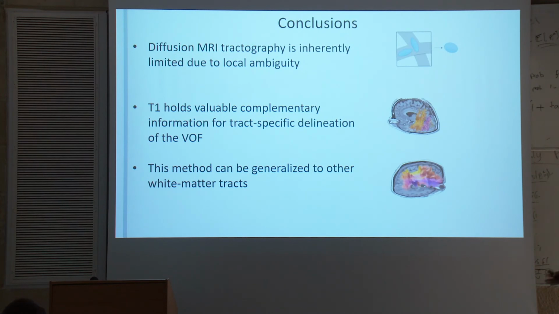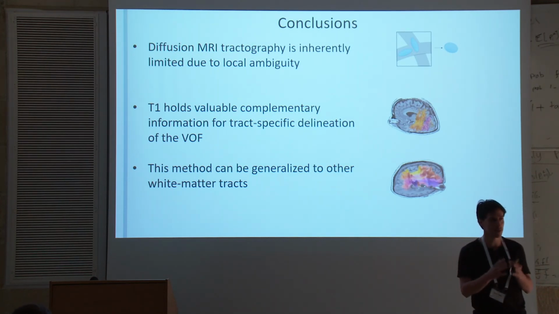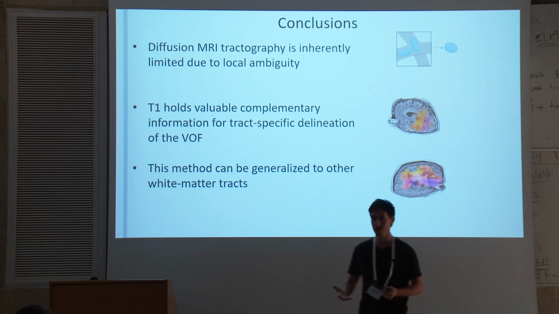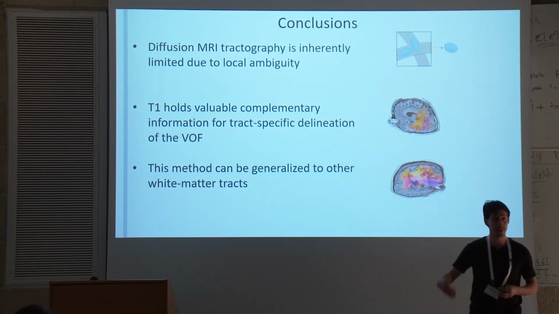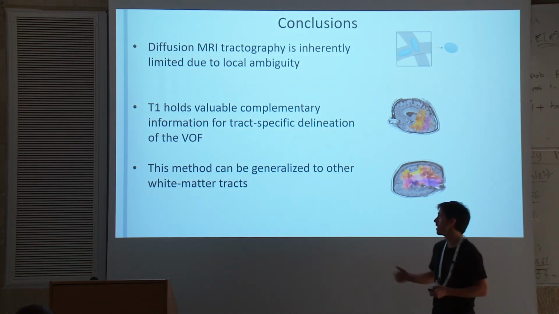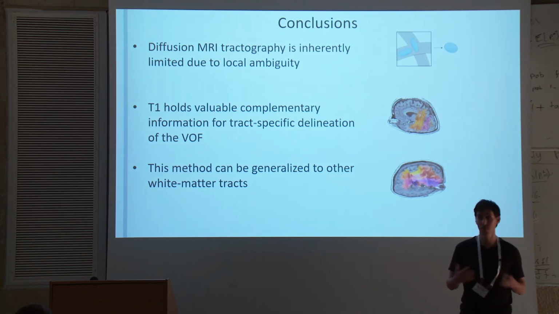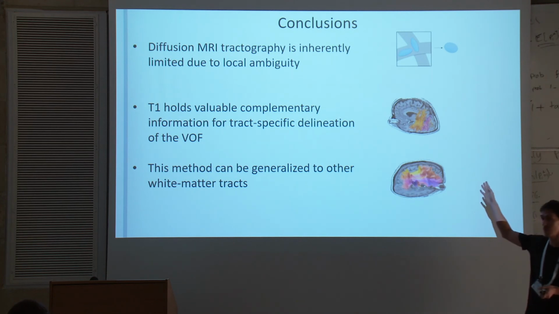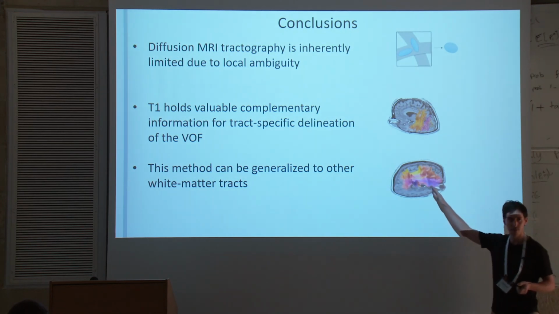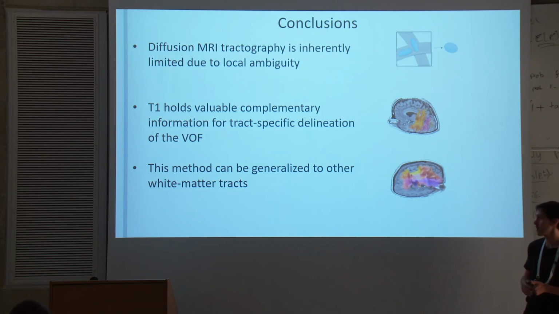So just to summarize everything, we saw that diffusion MRI is inherently limited due to some local ambiguity in how we can represent the geometry of the tissue. But then we can take complementary information from relaxometry MRI, like T1, and we find that it does hold valuable information for identifying specific tracts, both in the case of the VOF, but probably in other parts of the brain. We now know something about the SLF, but maybe in other parts as well.